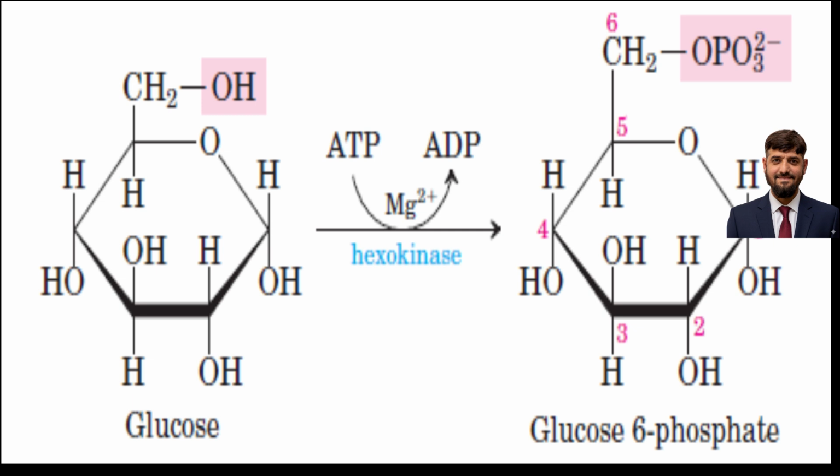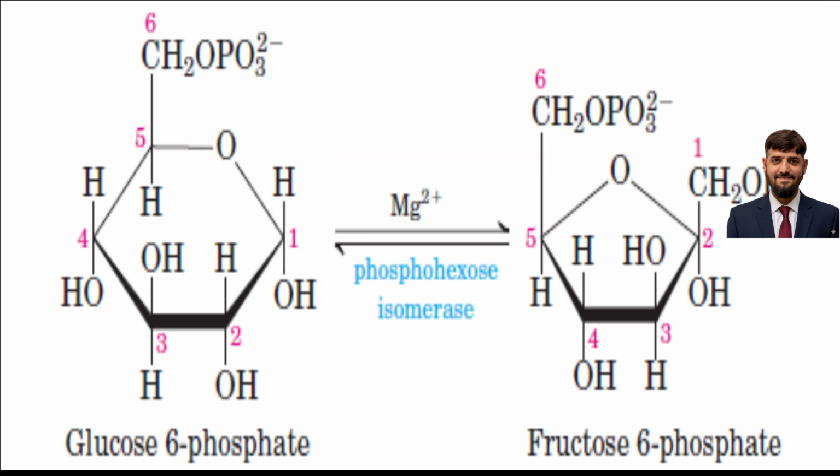So after entry in the cytoplasm, glucose is first phosphorylated into glucose 6-phosphate by the enzyme hexokinase or glucokinase, utilizing one ATP molecule. The glucose 6-phosphate is further converted into fructose 6-phosphate by the enzyme phosphoglucose isomerase.